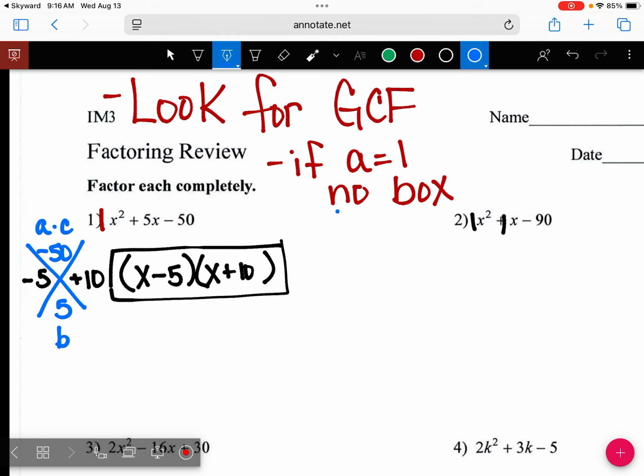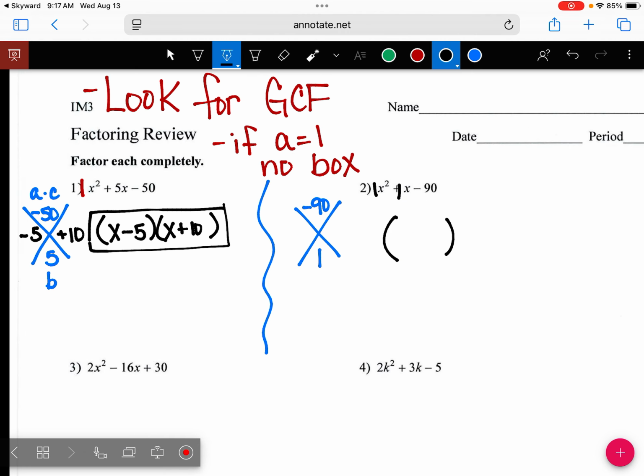So when I make my X, at the top I have negative 90, and on the bottom I have a 1. So we need two numbers that would multiply to give you negative 90, but add to a positive 1. And that would be 10 and negative 9. So I'm going to put a plus 10 and a minus 9. And that would be my factors.